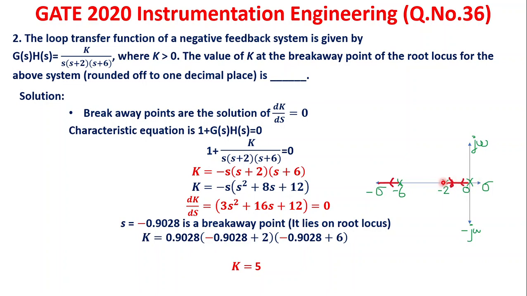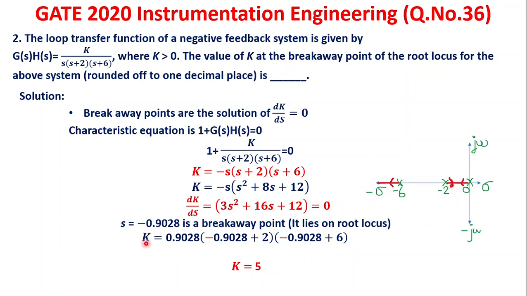Anyway, this is a root locus segment because any point to the right hand side there is one pole, odd number. Here between -6 and -2, there are two poles, even number, it cannot be root locus. Any point to the left of -6, if you see 1, 2, 3, odd number, so it's a root locus. Therefore, there is a breakaway point between 0 and -2. Fortunately, minus 0.9028 comes in between only, so it can be correct.